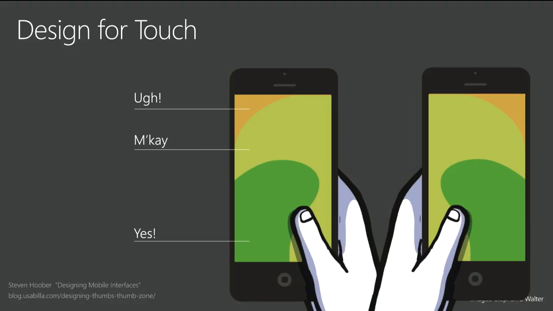But Stephen Hoober, I'll just mention, has done some research, and there's a great book, Designing Mobile Interfaces, that has some really good information about this sort of thing. And of course, if you're left-handed, just reverse that. And if you're two-handed, you can kind of think of it that way.